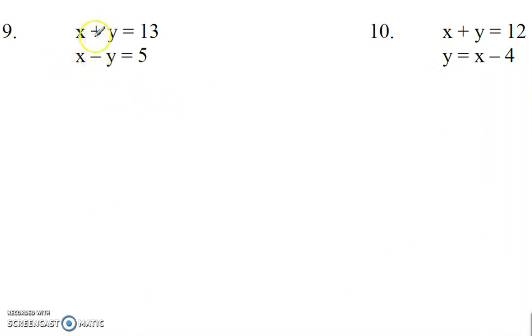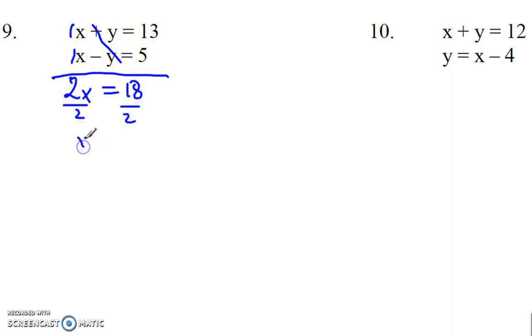Number 9. These are nicely lined up. These have the same coefficients. These have opposite coefficients. So I can just tally these up. Because these already have opposite coefficients, these will cancel out. Remember, if a variable doesn't have a coefficient, there's a 1 there. So that's 2x. See, a lot of mistakes happen there. We just forget that that's 1. So 2x is 18, divide by 2, and x equals 9.